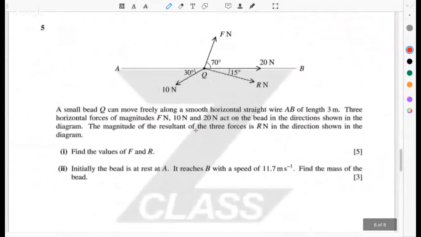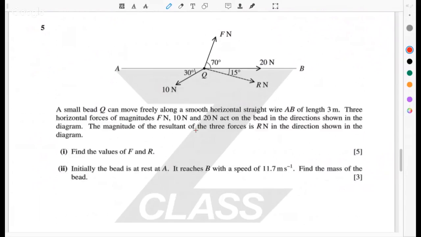Question 5. So we have a vector diagram of forces acting on a small bead Q that can freely move along a smooth horizontal straight wire AB of length 3 meters. Three horizontal forces of magnitude F, 10, and 20 act on the bead in the directions shown in the diagram. The magnitude of the resultant of the three forces is R N in the direction shown in the diagram. Find the values of F and R.